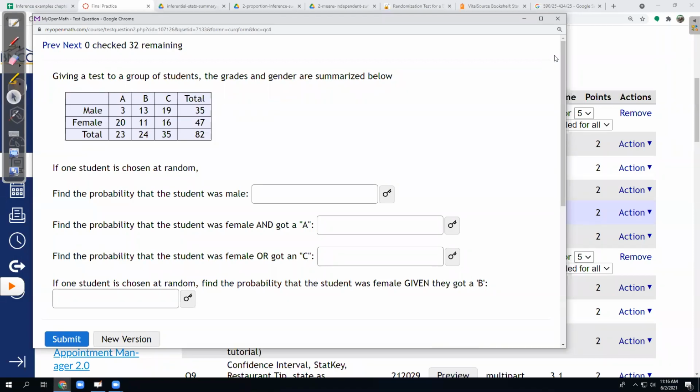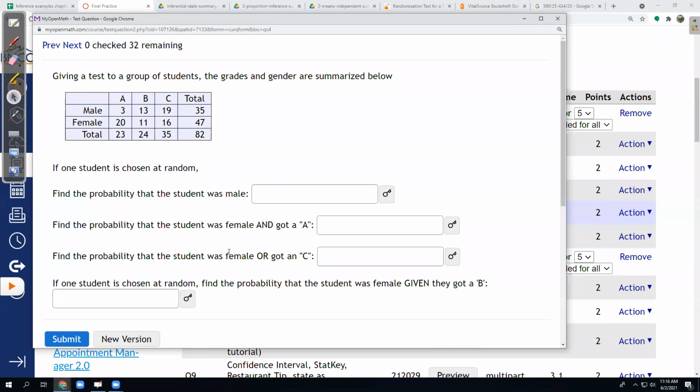So a little probability review here. I have a two-way table with some categorical variables. One is gender, male or female, and the other is grade, A, B, or C. Those are categories people fall into in this particular population, in this particular sample, I should say. And I just want to answer some probability questions.